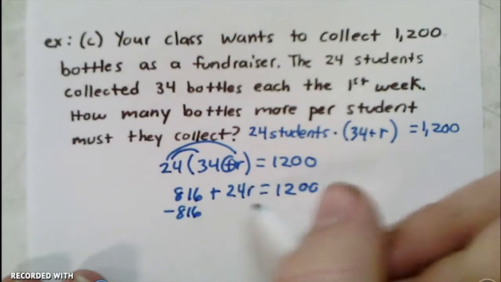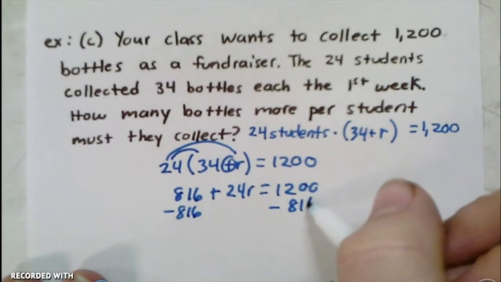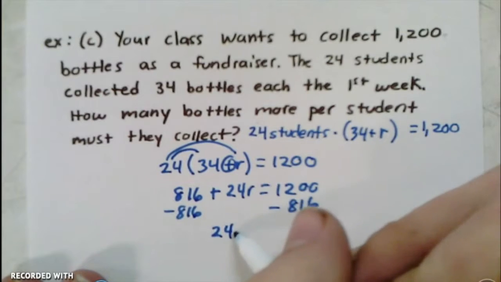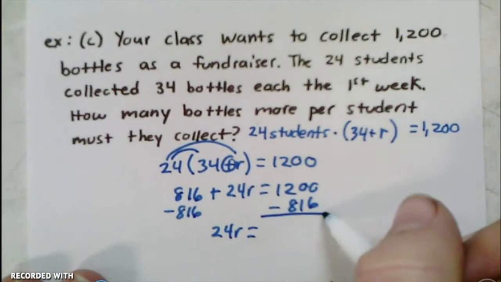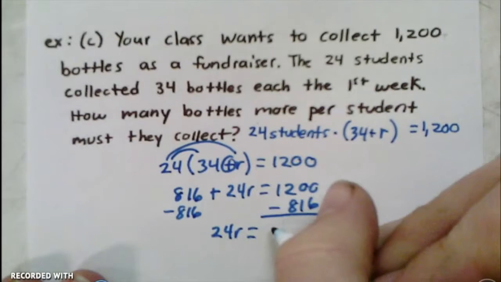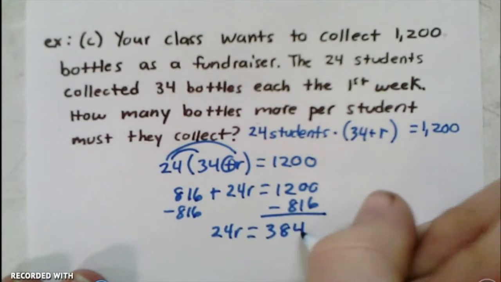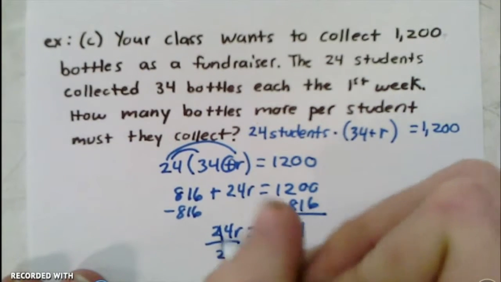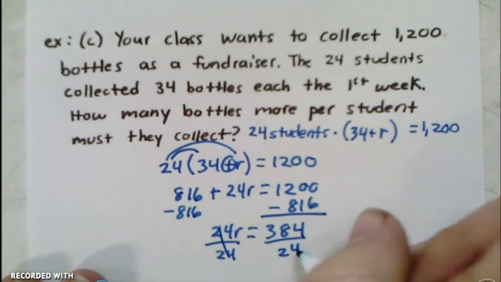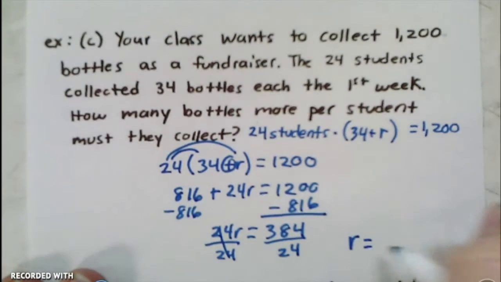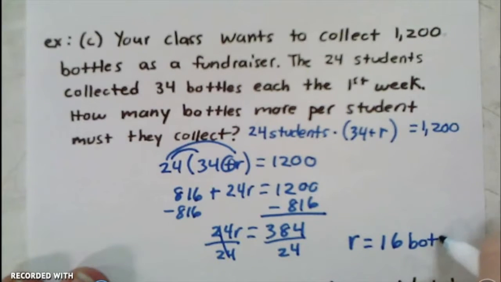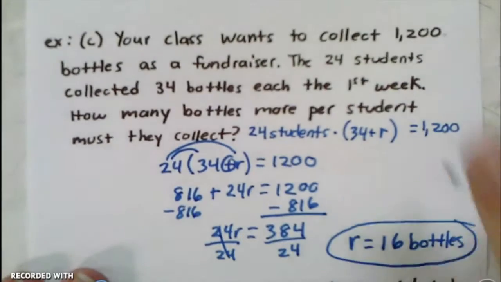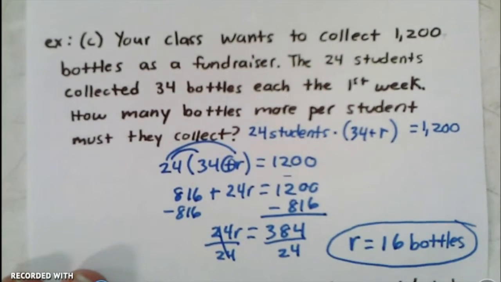Subtract 816. Subtract 816, and I have 24R equals 384. Divide by 24, divide by 24, and I get R equals 16. So that means that each student must still bring in 16 bottles. I can check this answer by putting it back into my original and making sure that I get 1,200.